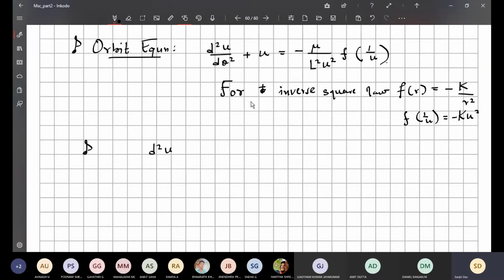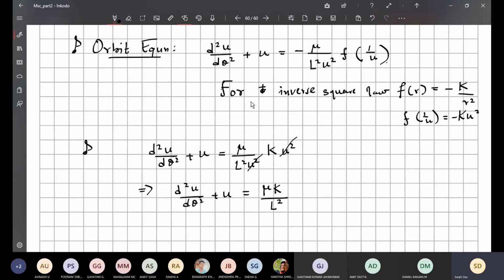The next step will come like that: d2u by d theta square plus u. This minus and that minus will get cancelled. So mu by L square u square times capital K u square, isn't it? So the u squares cancel, and the right hand side will be exactly equal to a constant. So I can write d2u by d theta square plus u is equal to mu capital K by L square.